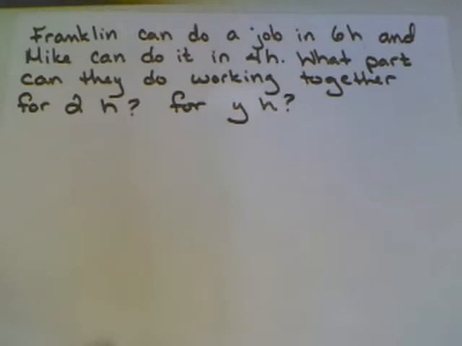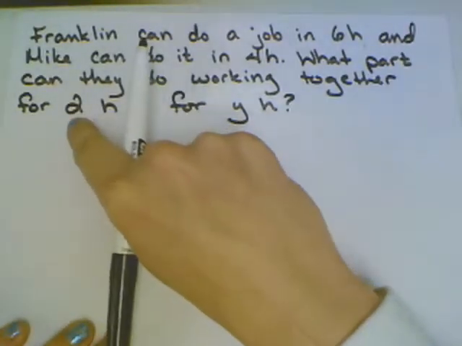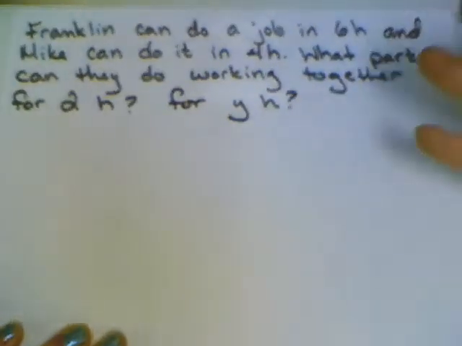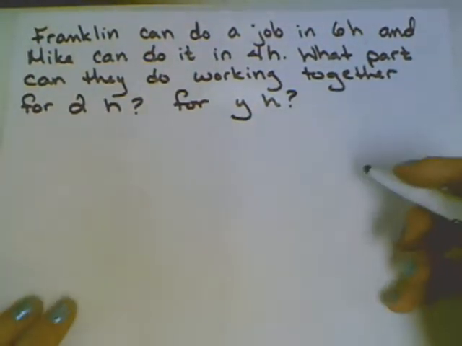Franklin can do a job in 6 hours, and Mike can do it in 4 hours. What part can they do working together for 2 hours? For y hours? So what we're going to do first is figure out the answer to this problem for 2 hours. Now whatever we do to 2 to solve this problem, we're going to eventually do to y and come up with some expression at the end. But let's handle it for 2.